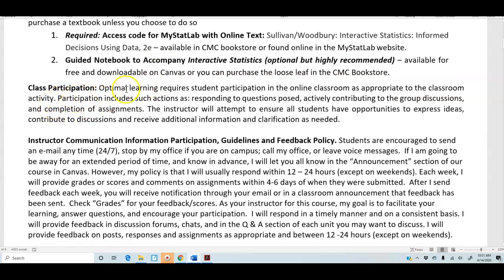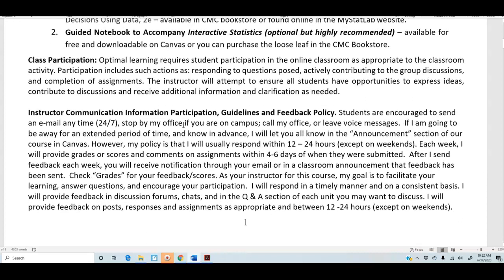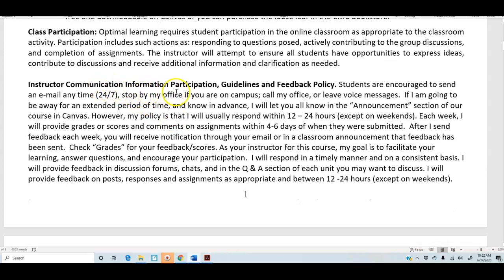Class participation. Optimal learning requires student participation in the online classroom as appropriate to the classroom activity. Participation includes such actions as responding to questions posed, actively contributing to the group discussions, and completion of assignments. The instructor will attempt to ensure all students have opportunities to express ideas, contribute to discussions, and receive additional information and clarification as needed. Instructor communication, information, participation, guidelines, and feedback policy.